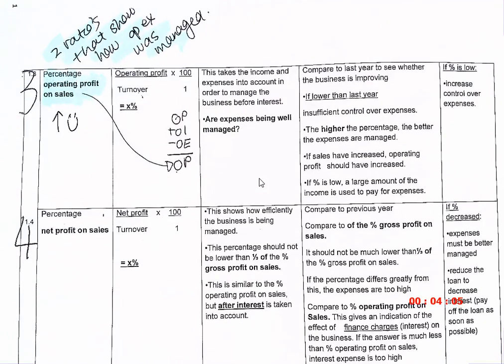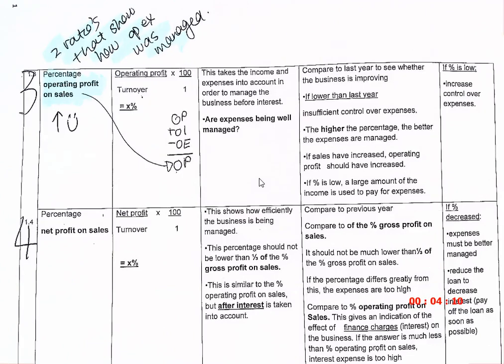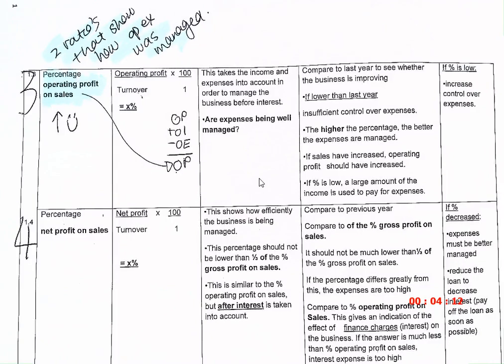Does that make sense? Because remember, you have your sales, and from your sales you get your gross profit, and from your gross profit you pay your expenses, and that which is left is your operating income or operating profit. You see? So if your expenses becomes a bigger percentage, then that's not good. You want your expenses to become a smaller percentage, meaning you actually managed it better.